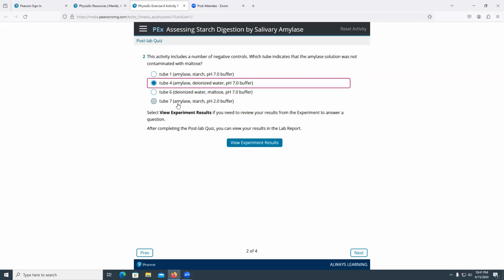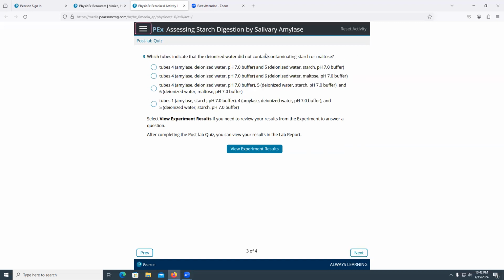And tube 7, amylase and starch, will give me maltose and glucose, and that will cause the Benedict reagent to change color. I don't want all of that. I do not want a change of Benedict. I want Benedict to start blue and stay blue, and that will be my control to prove to me that this solution had no maltose. So in order to have no maltose, there must be no reagent for the amylase, but I must have my enzyme. So I have the enzyme, but nothing to react with it. So it's tube 4.